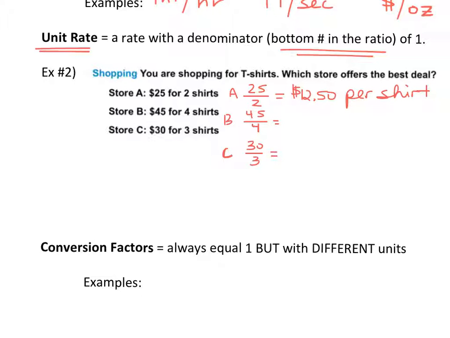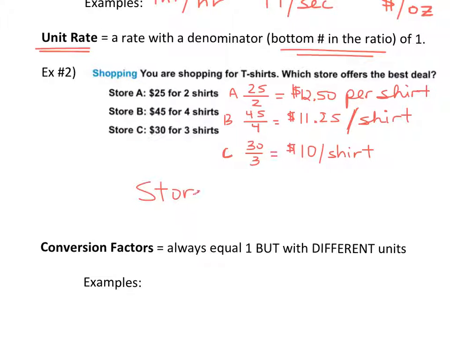Second store, 45 divided by 4. What do you get? $11.25. So that means that is $11.25 per shirt. You don't have to write the word per, by the way. You can do that slash, and that means per. And then the last one, 30 divided by 3, $10, is $10 per shirt. Okay, so if we're looking for the best deal, what store do you want to shop at? Store C.